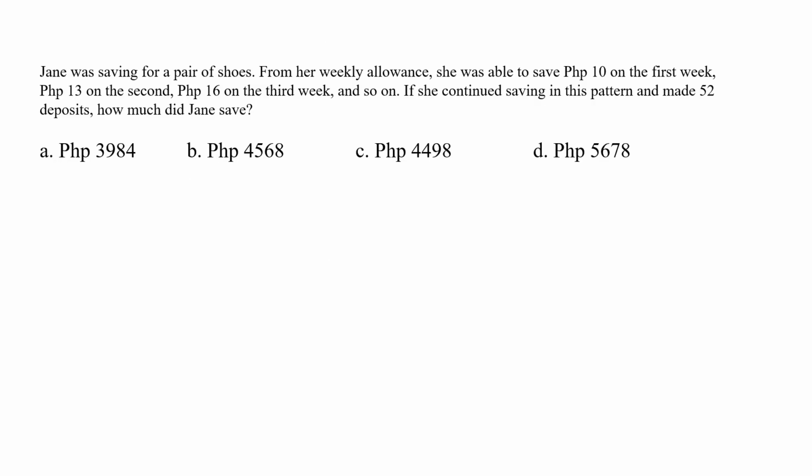The next problem: Jane was saving for a pair of shoes from her weekly allowance. She was able to save 10 pesos on the first week, 13 pesos on the second, 16 pesos on the third, and so on. If she continued saving in this pattern and made 52 deposits, how much did Jane save? Okay, the correct answer is letter C again, 4,498. Again, the solution is left for you to do.